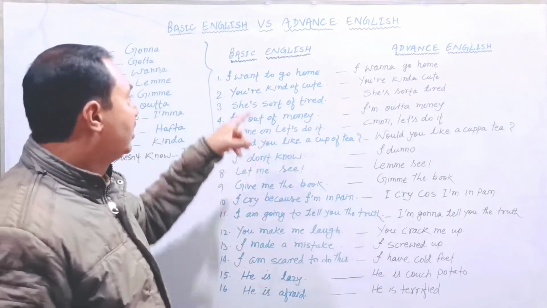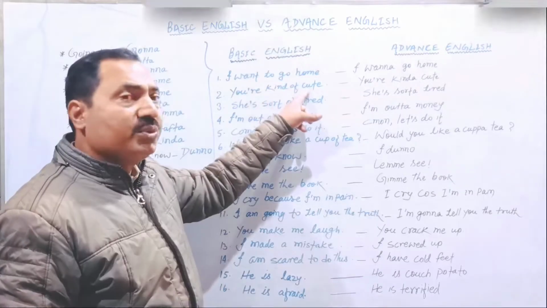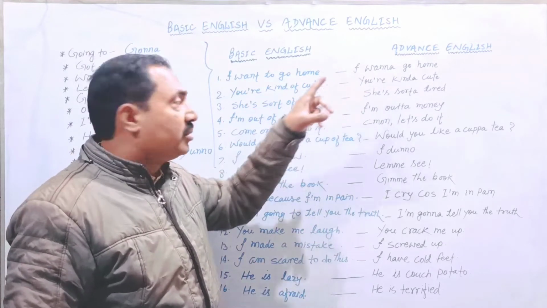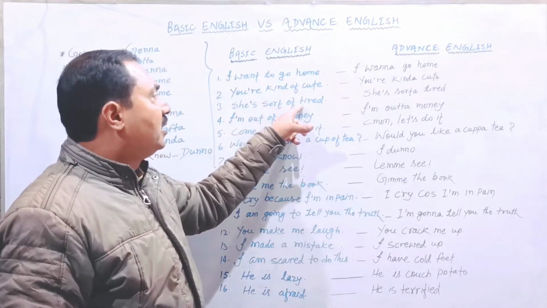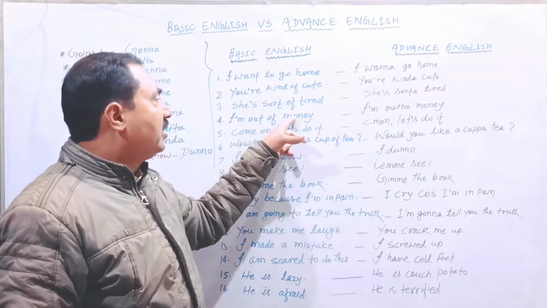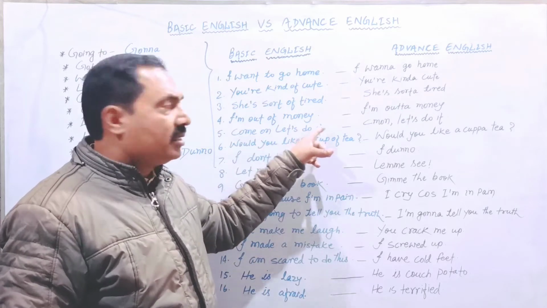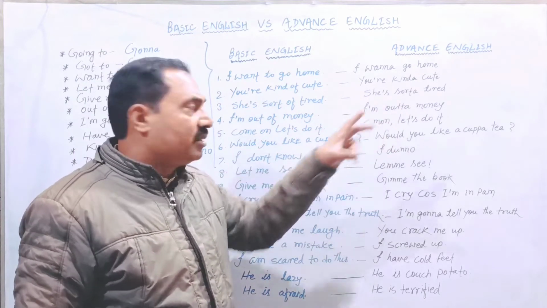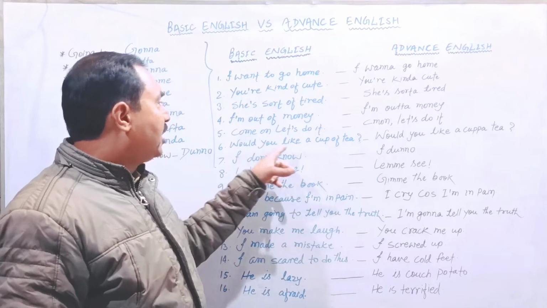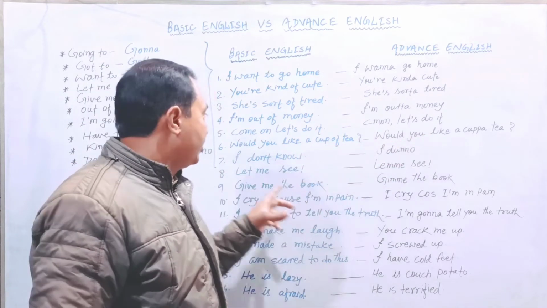फिर एक बार रिपीट कर लेते हैं. I want to go home. I wanna go home. You are kind of cute. She is sort of tired. I'm out of money. Come on, let's do it. Would you like a cup of tea?